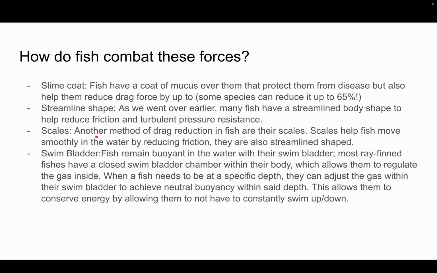Scales. Another method of drag reduction in fish are their scales. Scales help fish move smoothly in the water by reducing friction. They are also streamlined shaped. Swim bladder. Fish remain buoyant in the water with their swim bladder. Most ray fin fishes have a closed swim bladder chamber within their body, which allows them to regulate the gas inside. So when a fish needs to be at a specific depth, they can adjust the gas within their swim bladder to achieve neutral buoyancy at that depth. This allows them to conserve energy by not having to constantly swim up or down.